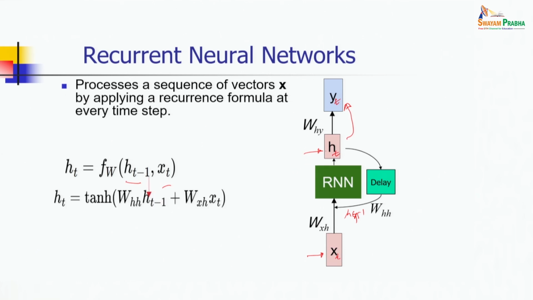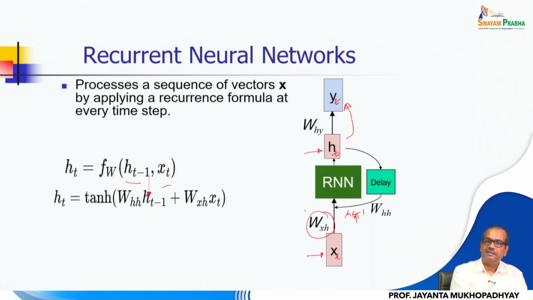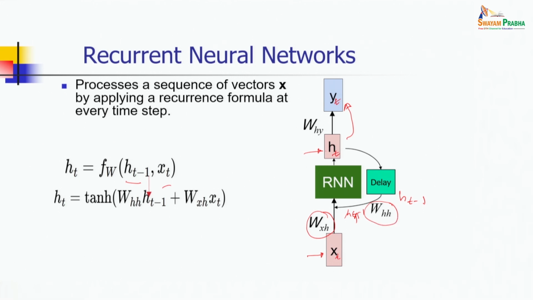In this case, we can consider that this is like a neural node, a weighted sum of the input feature vector components. So this is a matrix W XH which is multiplied with x t, and this is a matrix W HH which is multiplied with h t minus 1, since it is a delay of one time step. So h t minus 1 and x t would produce h t. This is the dynamics that is explained here.